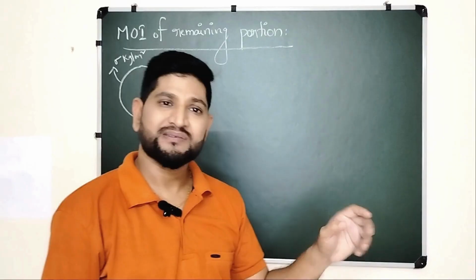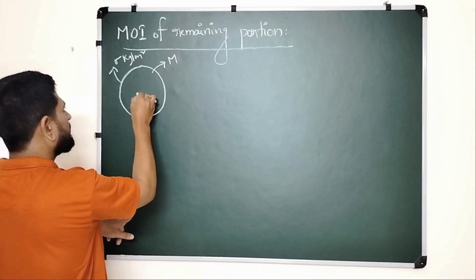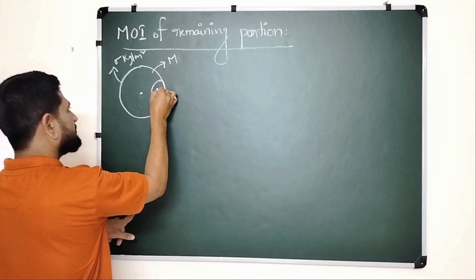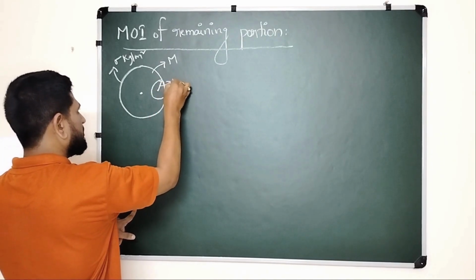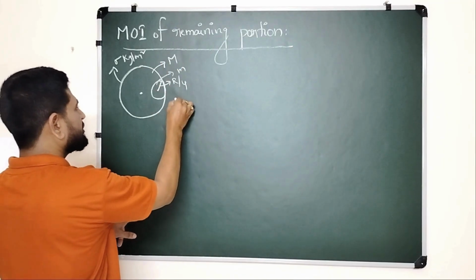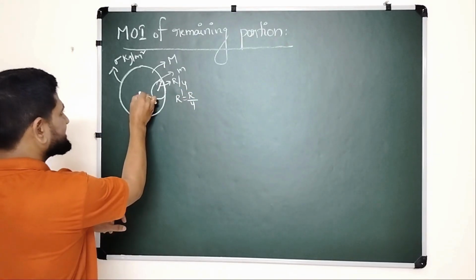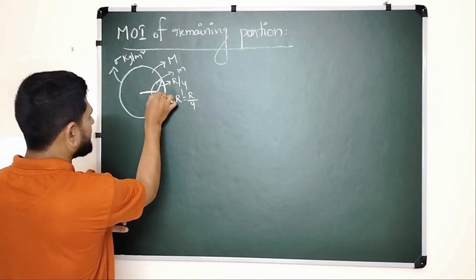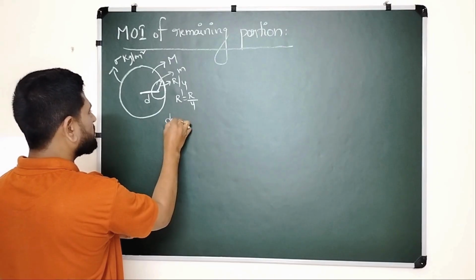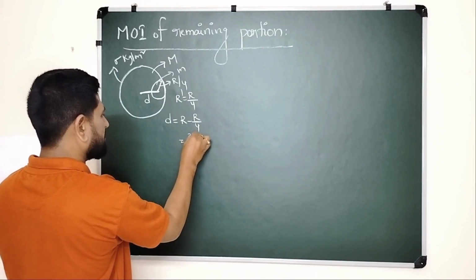Now we are removing some part from the disk. The radius of the removed part is r by 4. The mass of the removed part is small m. So you can write r dash is equal to r by 4. From the center to this distance, you can give d, so that d is equal to r minus r by 4. What is the value? 3r by 4.